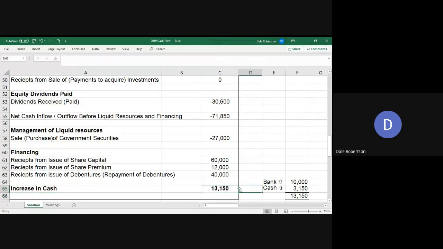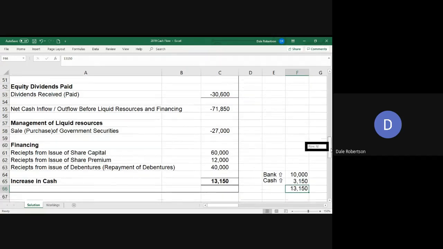You have a written proof to do, but first off, you can do your simplistic proof. Here, by looking at the question, you can see that cash has increased by 3,150 and the bank overdraft has decreased, which is an improvement in the bank figure of 10,000. 10,000 and 3,150 is 13,150. And that proves, that's the quick proof.